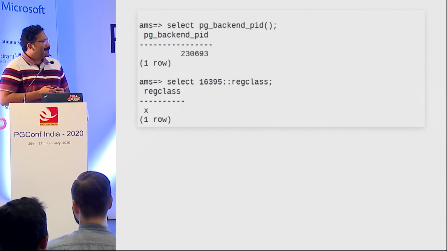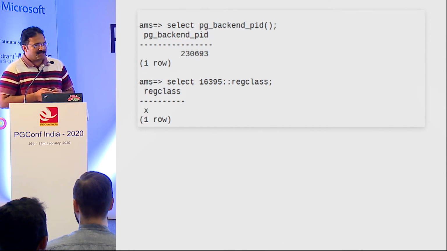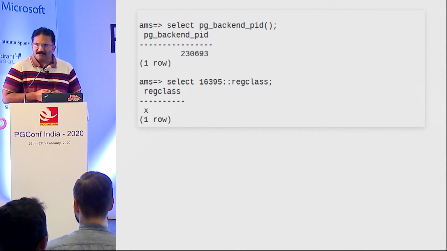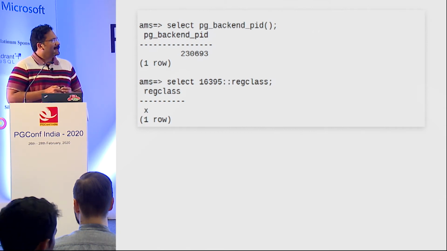It's not psql which is holding the locks, but the server on behalf of the client. And second, I have a table called X. Its contents are not really important, but its OID is 16395, and that's another number that will be showing up in query output once in a while.